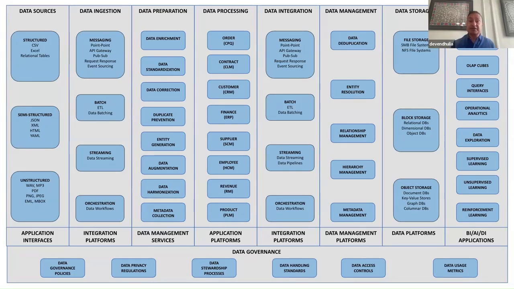Then there's streaming data. This is your Kafka streams, etc., where there's a continuous flow of, say, social media, more like semi-structured and unstructured data that can be pulled. So that's data ingestion. And then orchestration is how you orchestrate the data workflows.